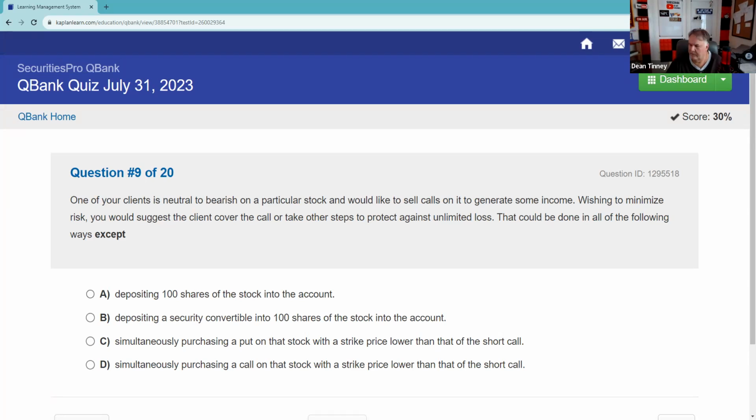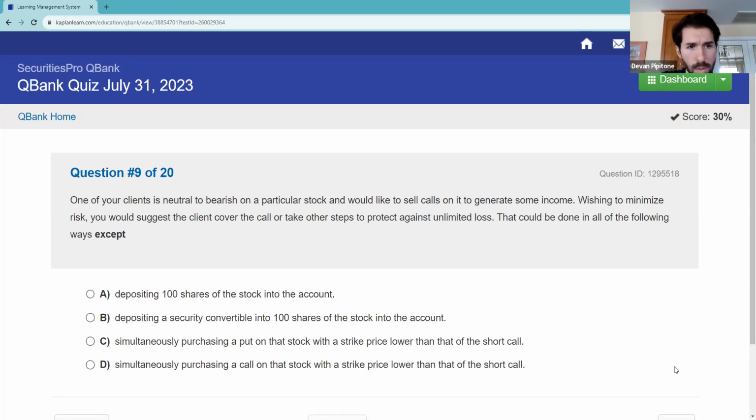All right, another tough one. This one's pretty tough. Reading the question a second time here. Yeah, of course. RTFQ. A lot going on in this question. A lot. Or take other sources of protection. Okay, so they're looking for protection against unlimited loss, but they want income.